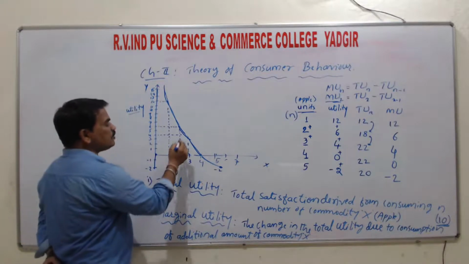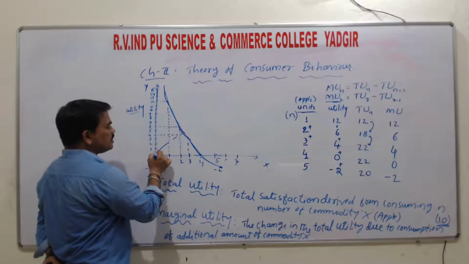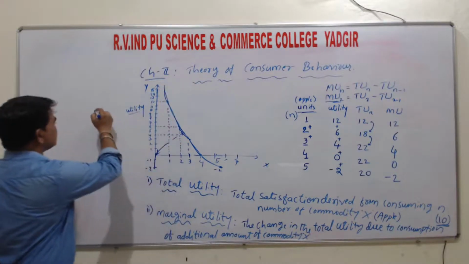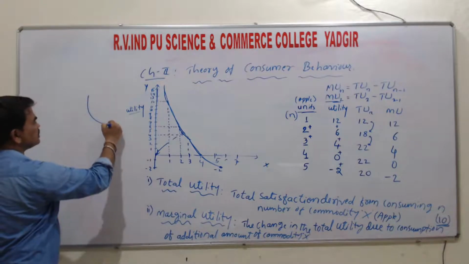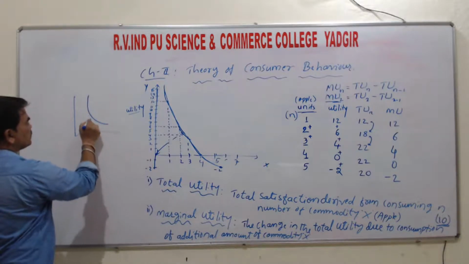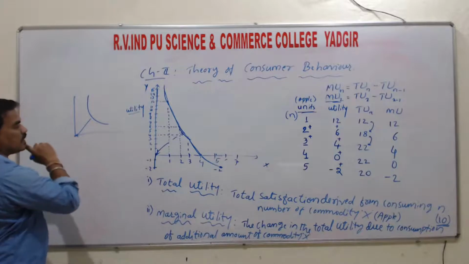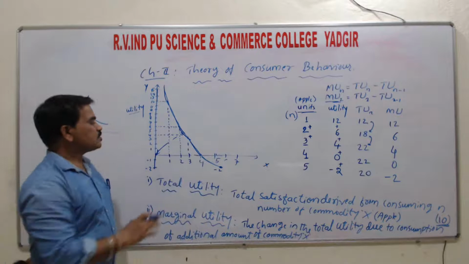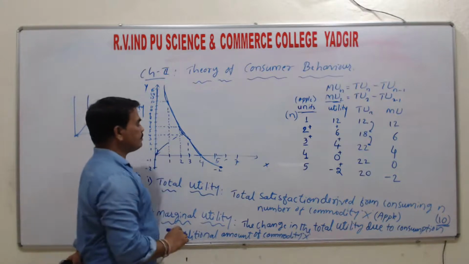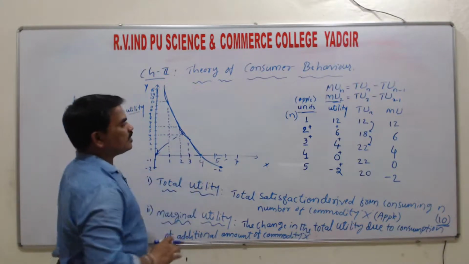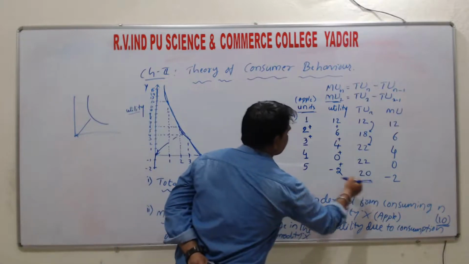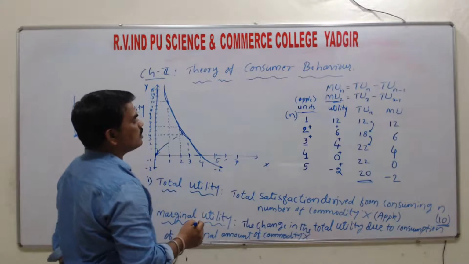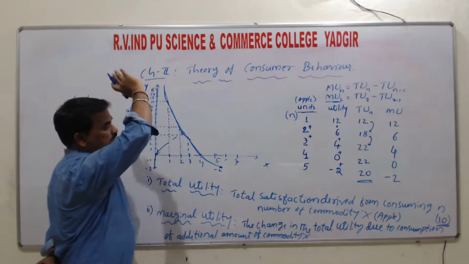This is convex to the origin. You can say this is convex to the origin. Okay, the curve is like this. Convex to the origin. Okay, you can say the marginal utility curve is convex to the origin. This is our marginal utility curve, but we will take this data as well. Total utility, it is 12. We need to go up like this till 20.